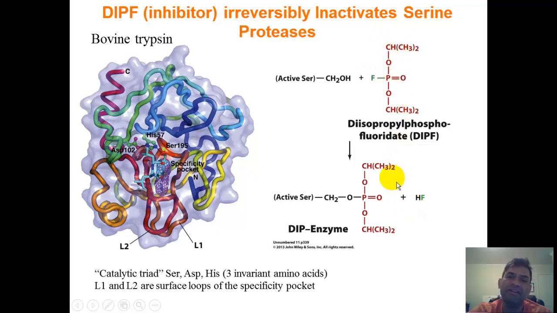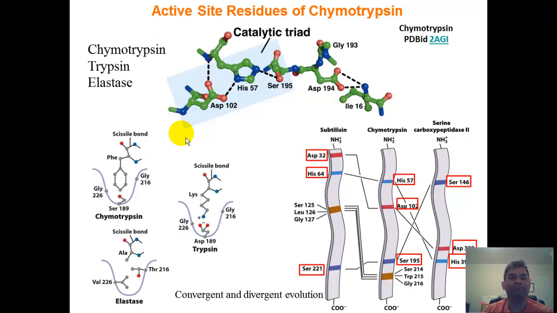Fluorine is a very good leaving group, and that part of the molecule shown in red locks up that serine, the serine here. A covalent attachment, and then the enzyme is practically dead. The cut site is really determined by the specificity pocket. The nucleophilic attack and the tetrahedral intermediates are all in the domain of the three important catalytic triad residues: serine, histidine, and aspartic acid.